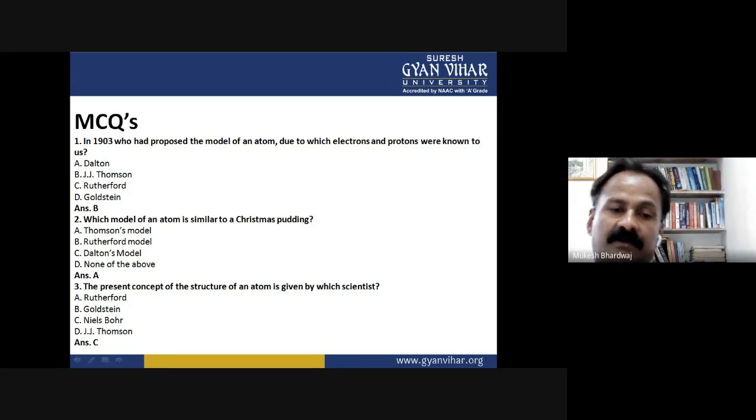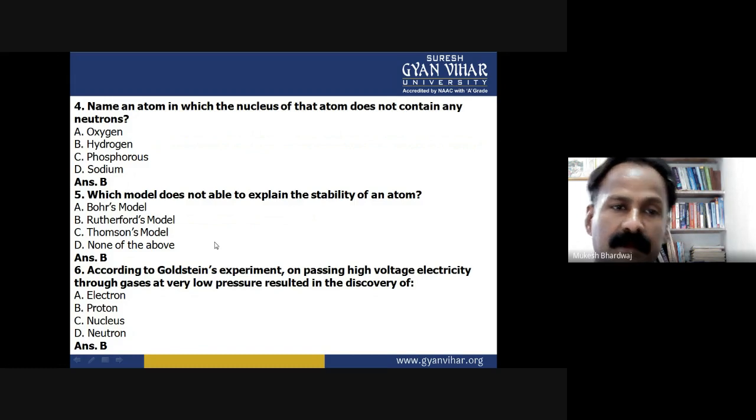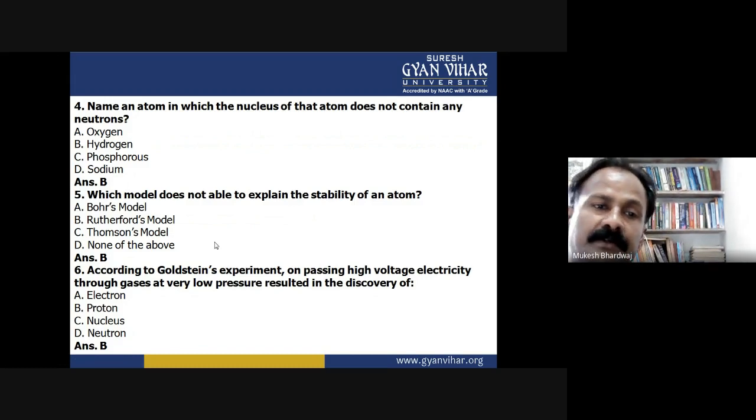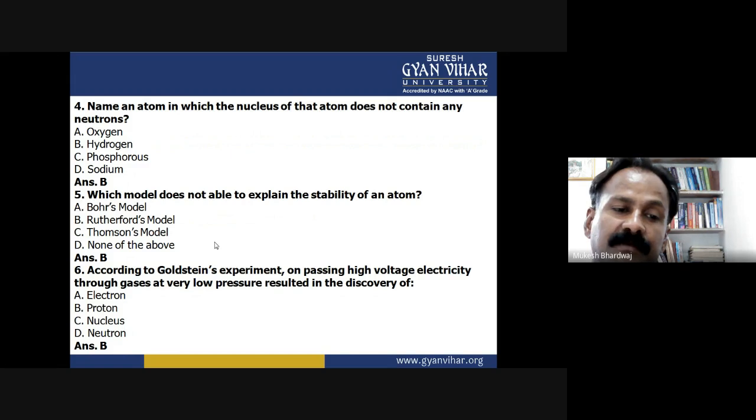The present concept of the structure of an atom is given by which scientist? Niels Bohr. Next, name an element in which the nucleus of the atom does not contain any neutrons. Hydrogen. Which model is not able to explain the stability of an atom? Rutherford's model. According to Goldstein's experiment, passing high voltage electricity through gases at very low pressure resulted in the discovery of the proton.